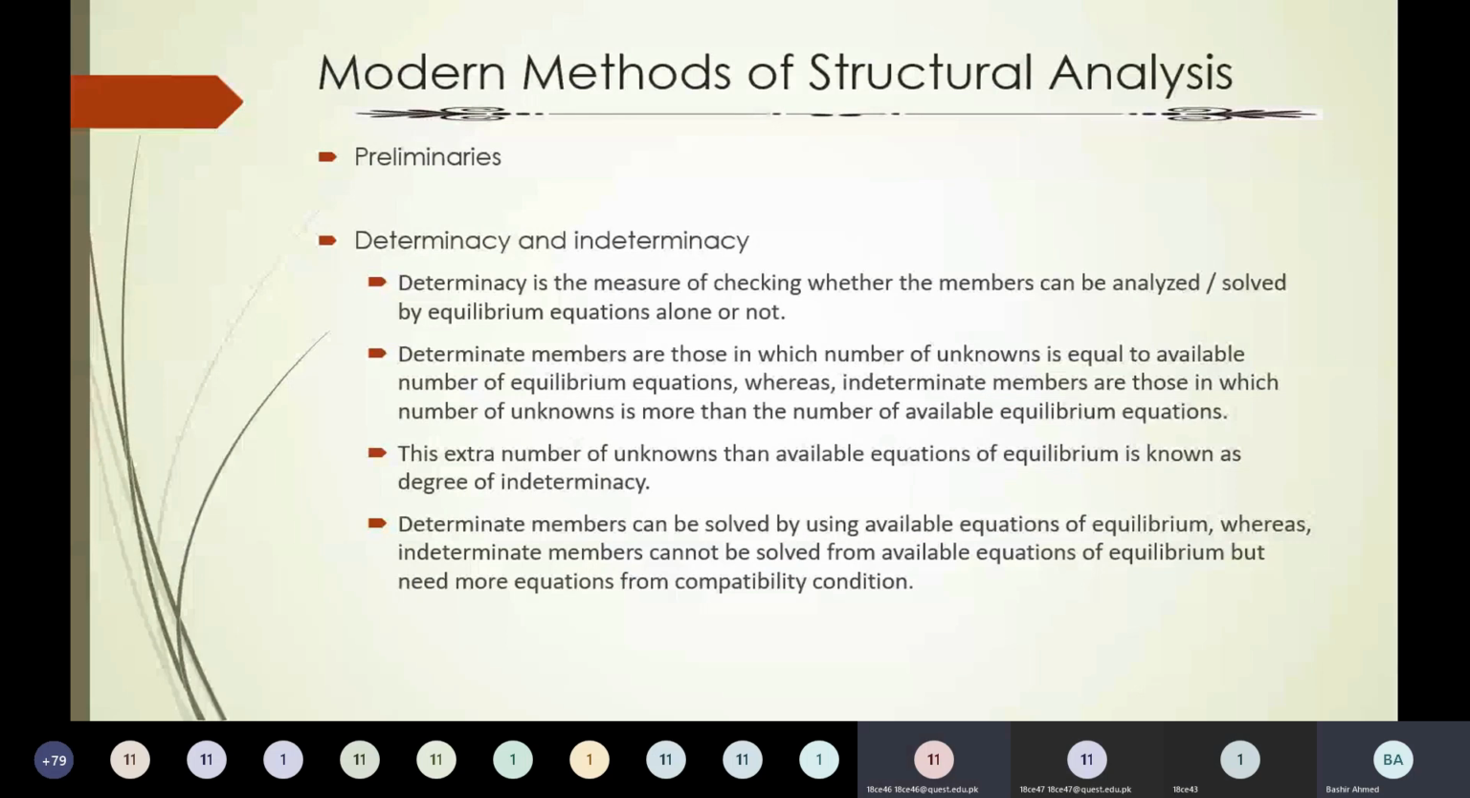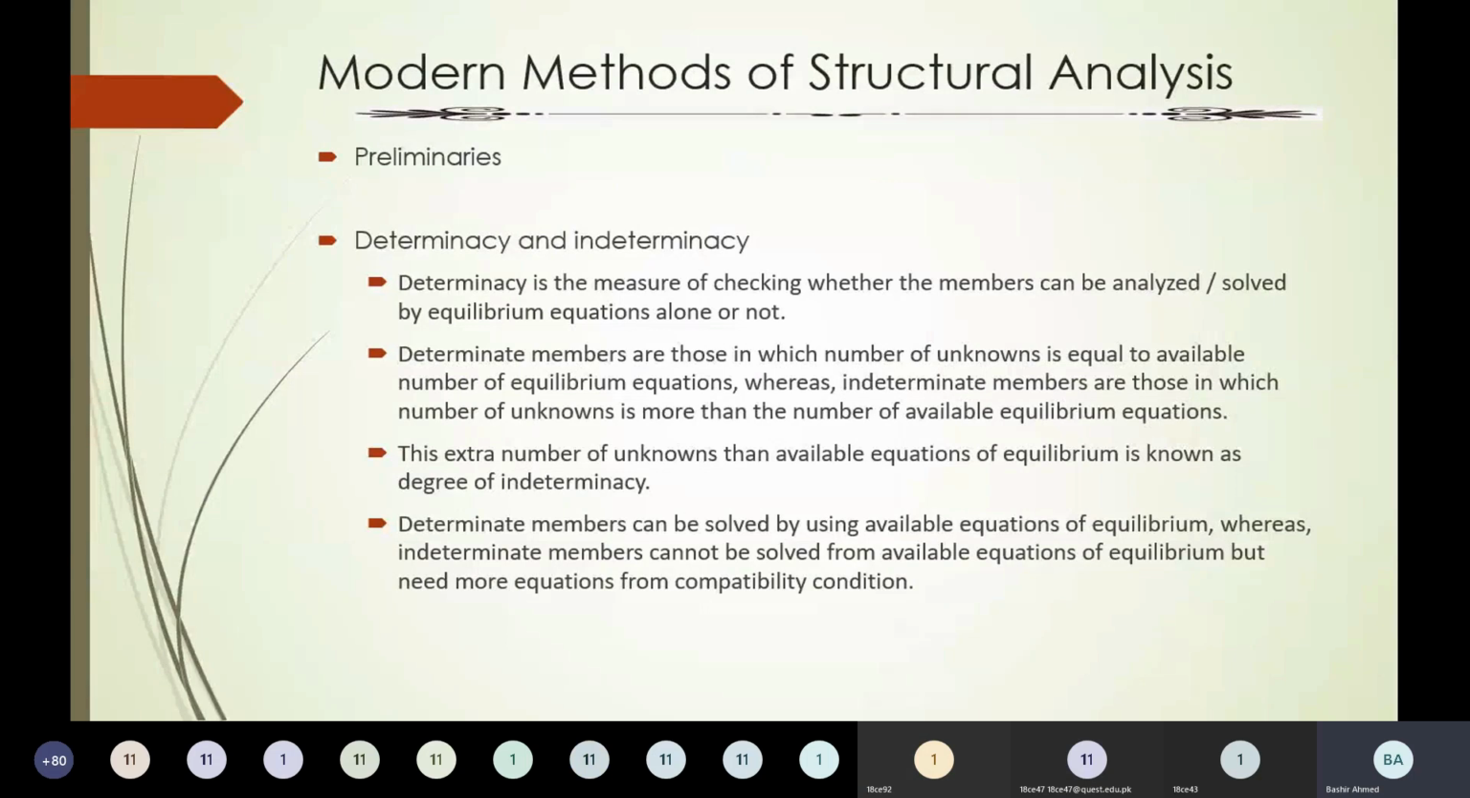As we know, it is sum of x, sum of y, and summation of moment equals 0 in a two-dimensional system. In a three-dimensional system, it is summation of x, summation of y, summation of z, summation of moment in the x plane, summation of moment in the y plane, and summation of moment in the z plane. Also, moment or rotation can be interrelated with each other.